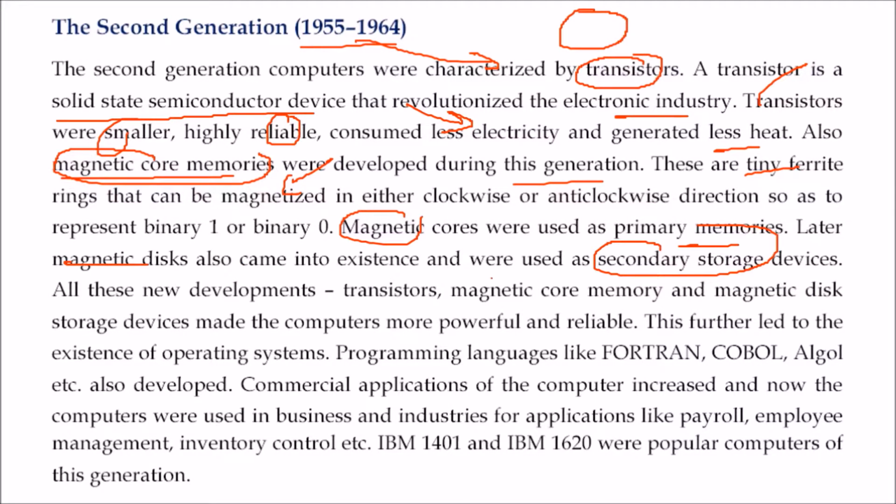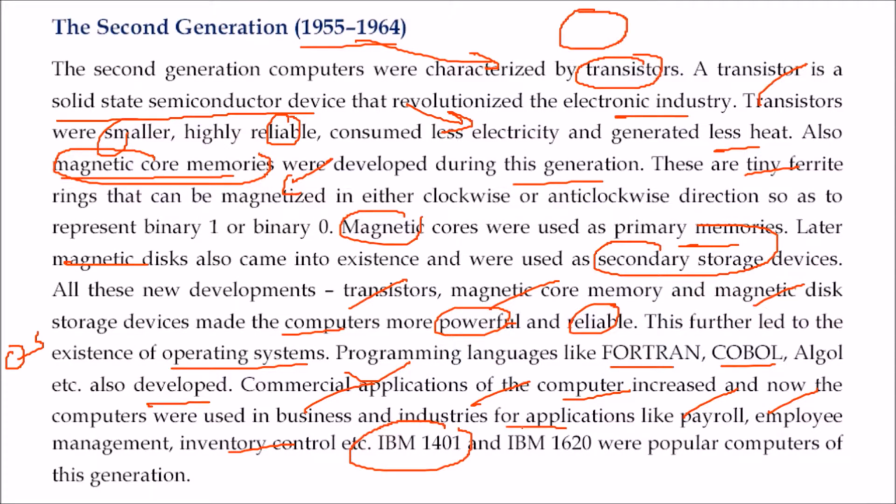These developments like transistor, magnetic core memory and magnetic disk storage made the computer more powerful and more reliable. Then the operating system also came into existence, and the languages Fortran, COBOL, ALGOL were also developed. The computer was used for commercial applications, for business industries like small applications, payroll, employee management, inventory control. IBM 1401 and IBM 1620 are the popular computers of the second generation.